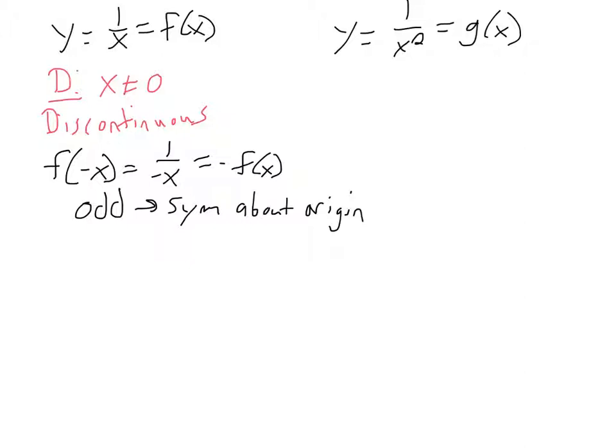Let's, for a second here, take a look at what's happening at 0. So what's happening as x gets closer and closer to 0? We know at x equals 0, it's discontinuous. But what's happening as x gets closer and closer to 0? So we'll say the behavior as x goes to 0.